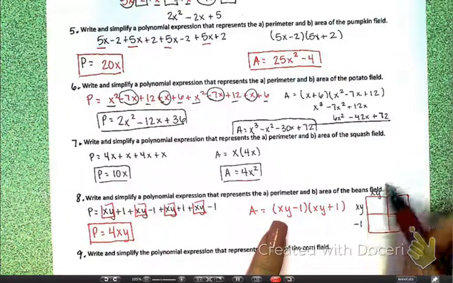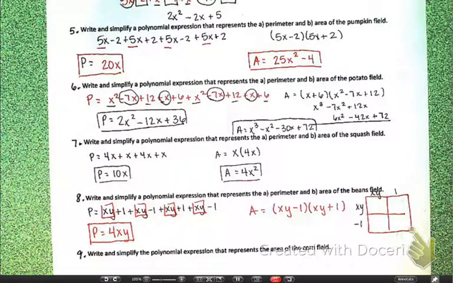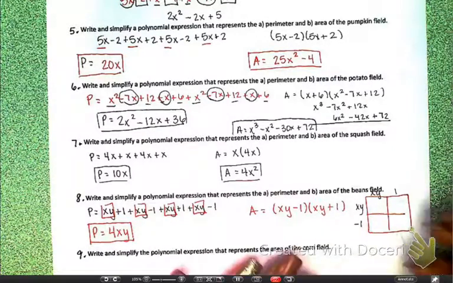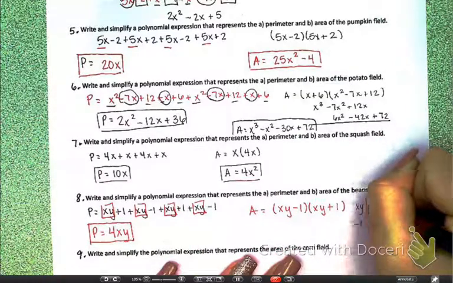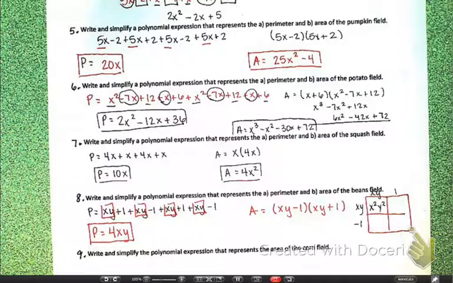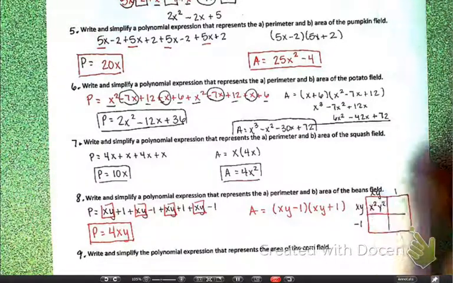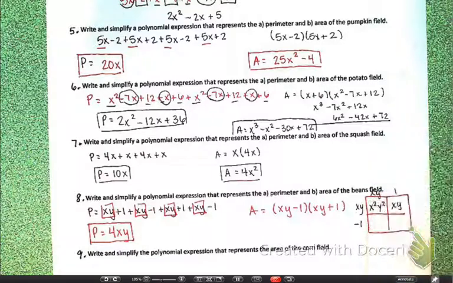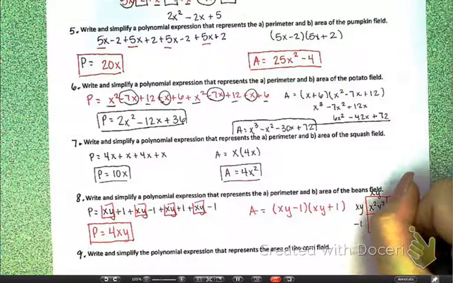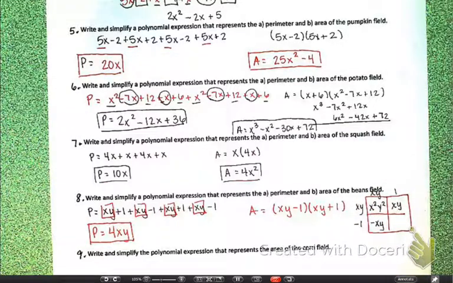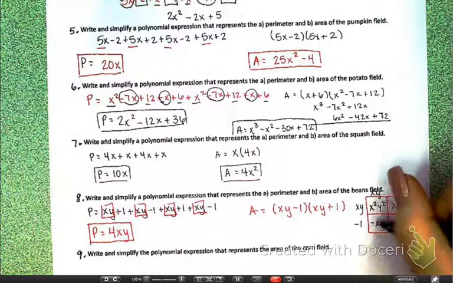What is xy times xy? x squared, y squared. x times x is x squared. y times y is y squared. xy times 1 is just 1 xy. xy times negative 1 is negative 1 xy. And negative 1 times 1 is negative 1. And we've talked about that your diagonals should be your like terms. Are they? Yeah. They're both xy's.